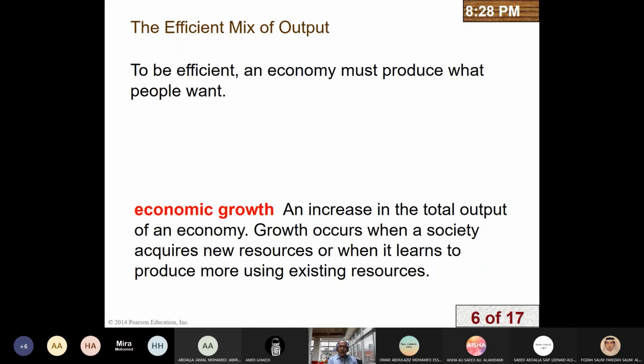By investment. What is investment? For example, Umar Abdul Aziz got an income of 10,000 dirhams. He will spend 8,000 and allocate 2,000 as saving, and the saving will finance investment. Investment is expenditure to add more capital units. But also, there are other two resources. When the society learns how to produce more units by using our existing resources.